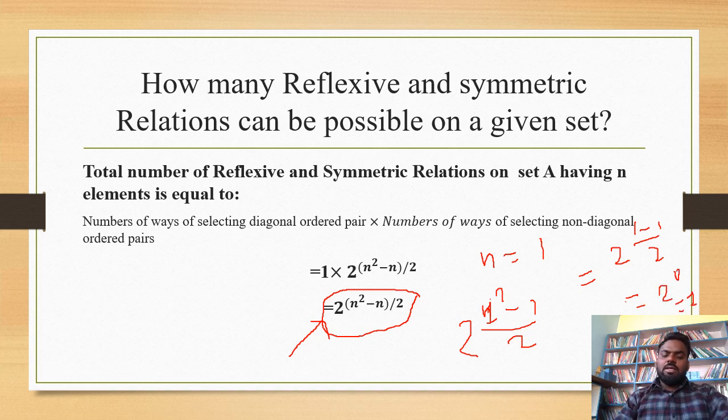So if there is a single element, you find there is 1 reflexive and symmetric relation. If the number of elements is 2, you can calculate it yourself and find how many reflexive and symmetric relations are possible. So let's move on to the next slide.